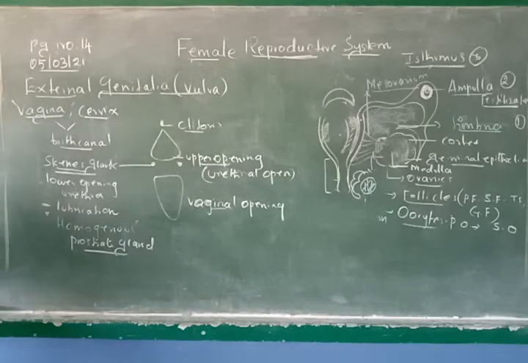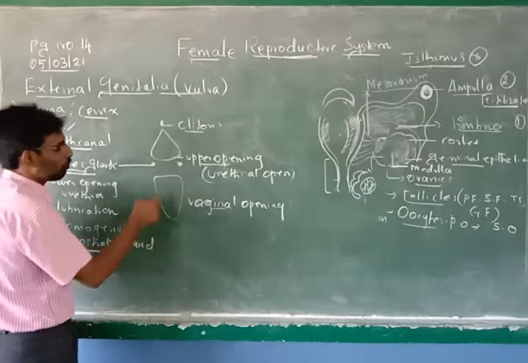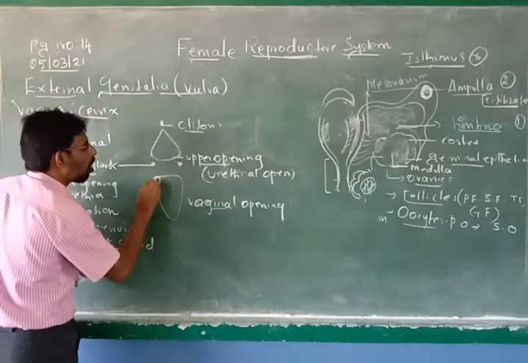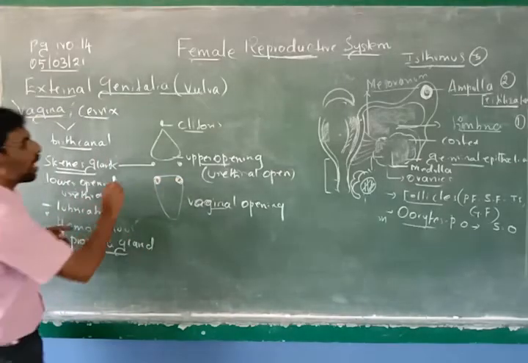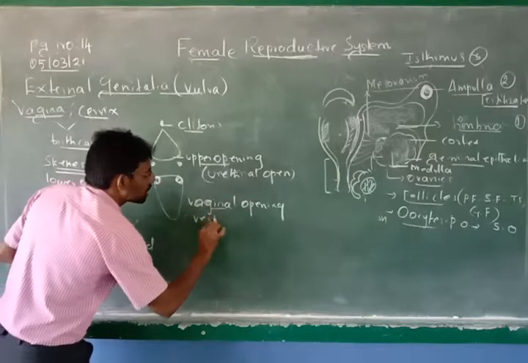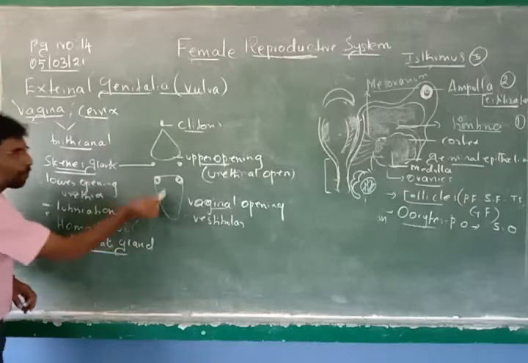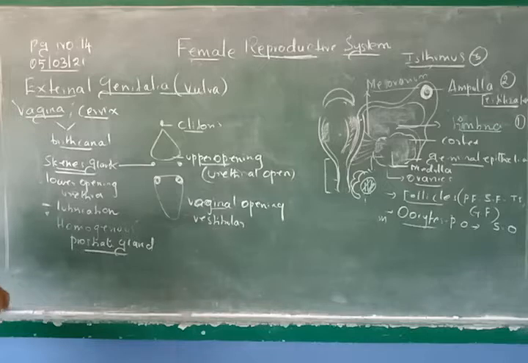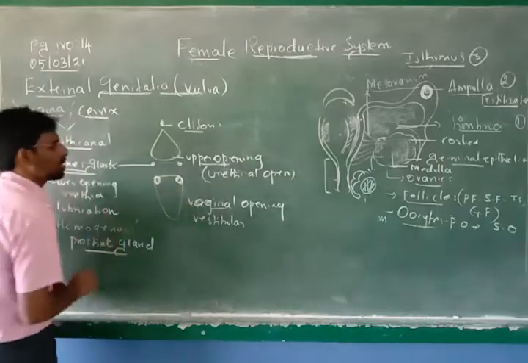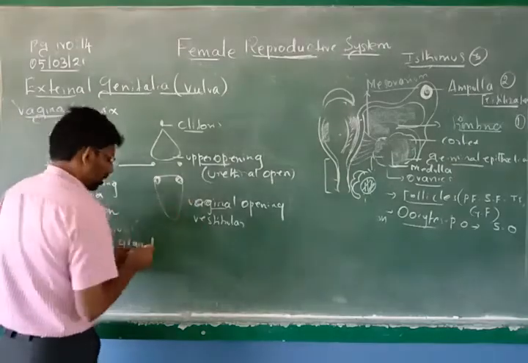Understand? Then you will find another two glands, which are present on the posterior part. This is the anterior part, and the vaginal opening is posterior. So on both sides, left and right of the vaginal opening, this area is also called the vestibular area. This is the vaginal part, this is the urethral part, and this area is called vestibular. On both sides of the vaginal opening, another gland is present.